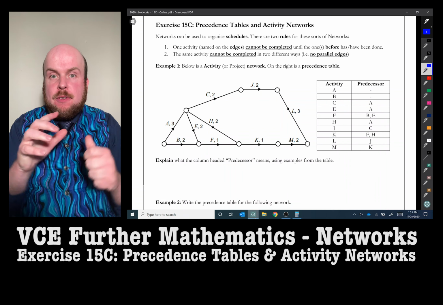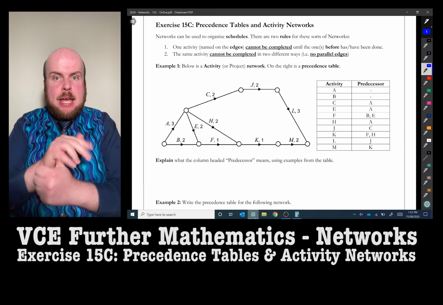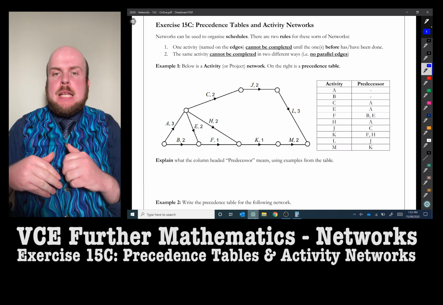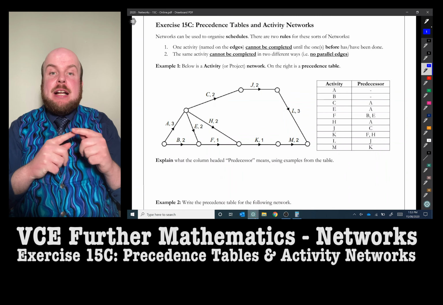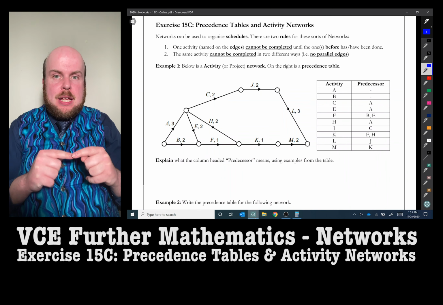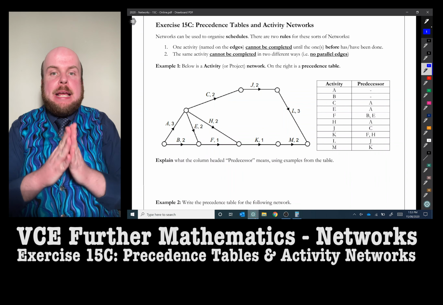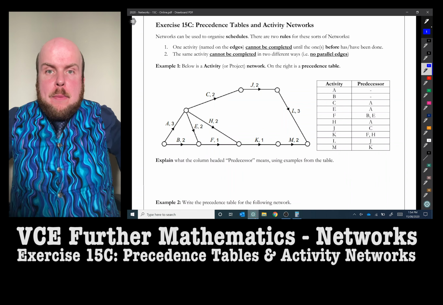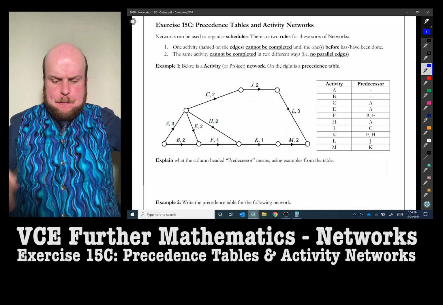One, if you've got one activity, it can't proceed until the ones immediately before it have been done. And secondly, that you can't have parallel edges. You can't have two activities being completed at the same time in the same way. And we'll get to what we mean by that very shortly.